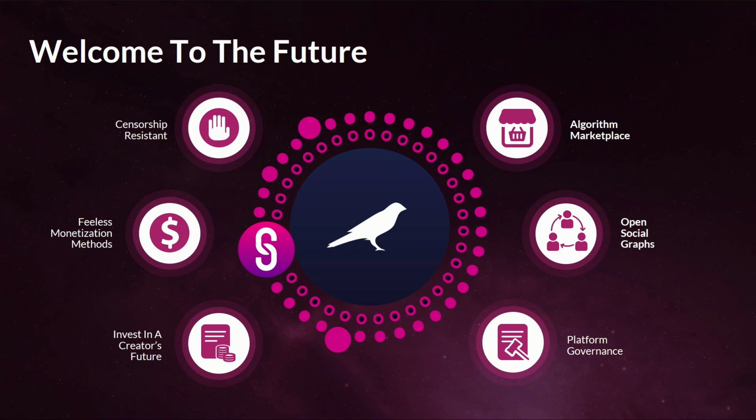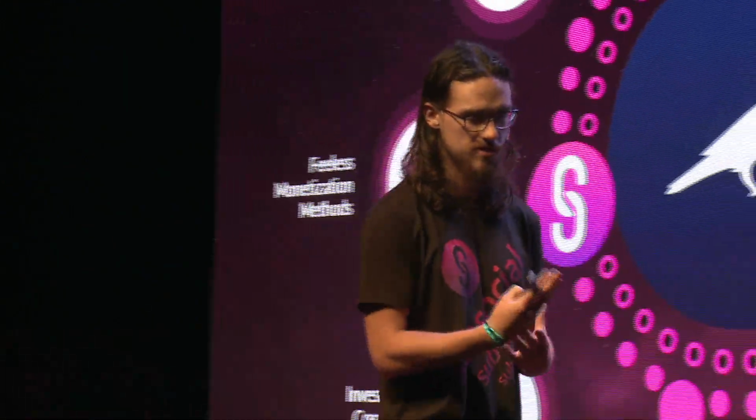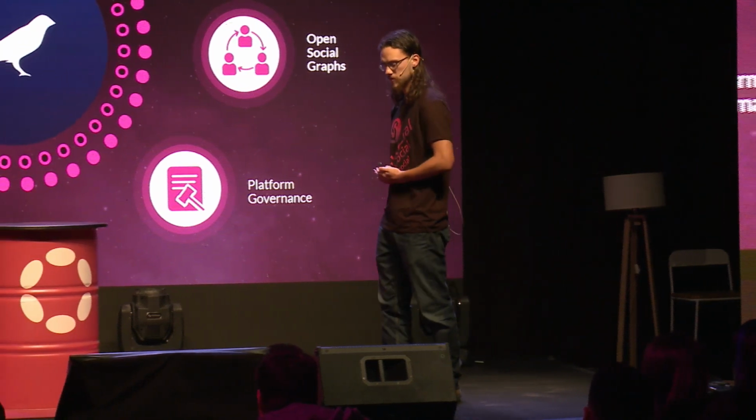First and foremost, Subsocial is censorship resistant, so if you post something on the network, you own it, no one can take it away from you, no one can censor it. Feeless monetization methods: we already have donations. There's no fees for the recipient on that. It is on a blockchain, so if you send a donation, you will have to pay a small fee, but all of the money that you send to someone, they will get 100% of it.